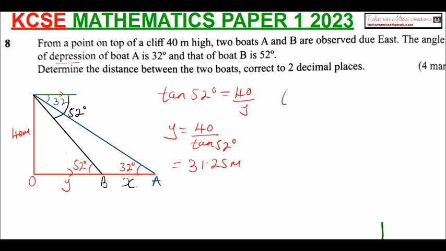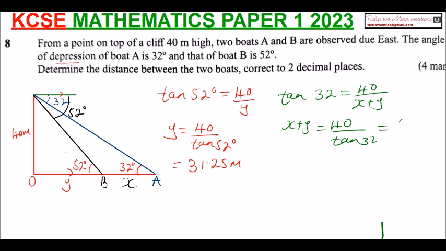From there, we also get the length OA. So tan 32 is equal to opposite, which is 40, divided by the adjacent. Now in this case it is x plus y. Let's correct here, this is x plus y. The distance from O to A, x plus y, is equal to 40 divided by the tangent of 32. When you work that out, you get 64.01 meters.